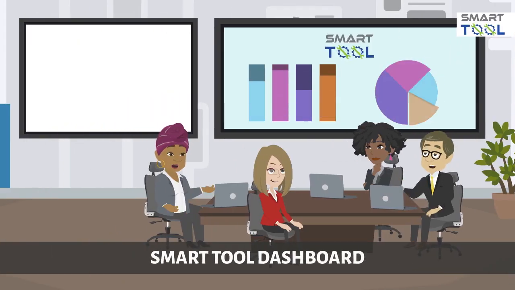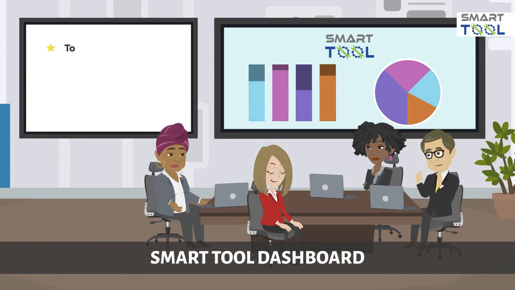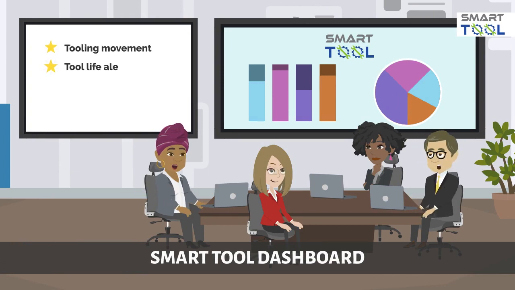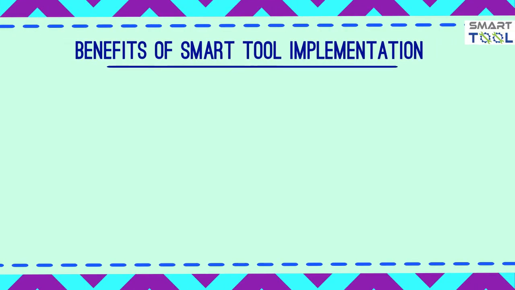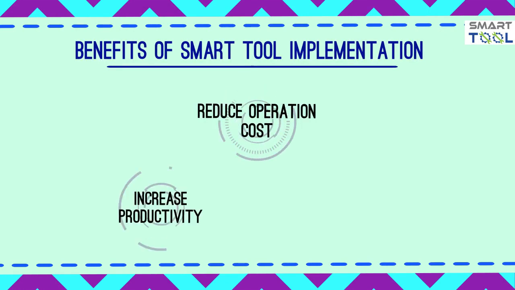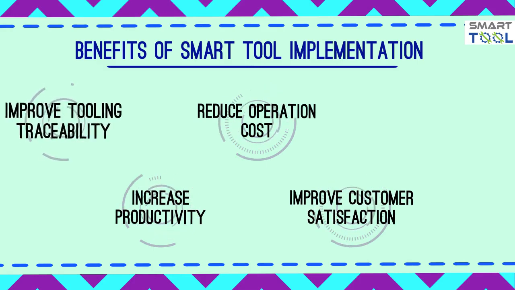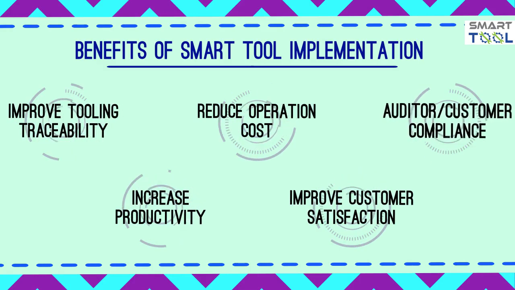Smart Tool dashboard is specially designed to allow management to monitor tooling movement, tool life alert, and tooling repair and maintenance cost tracking. This real-time info will give management a better picture of what's happening on the production floor. Smart Tool could generate significant benefits such as reduced operation cost, increased productivity, improved customer satisfaction, improved tooling traceability, and auditor or customer compliance.